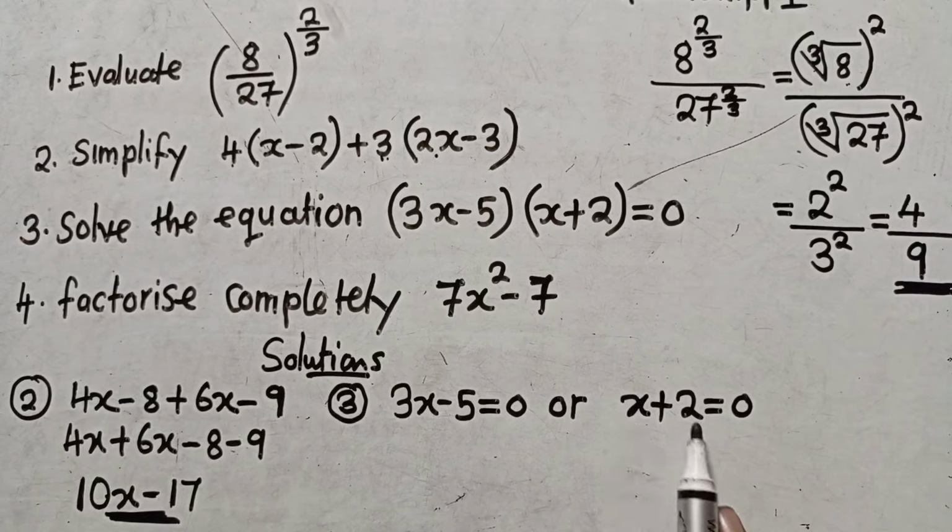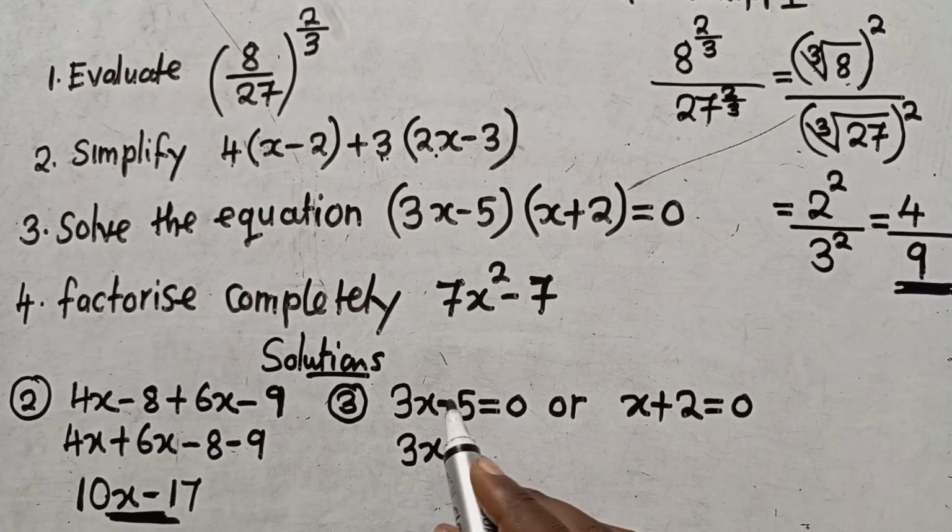It is at this point now where you are going to solve this equation. You solve this other equation. So here, this is the same as 3x is equal to. This is negative. When it goes to the other side, it becomes positive 5.